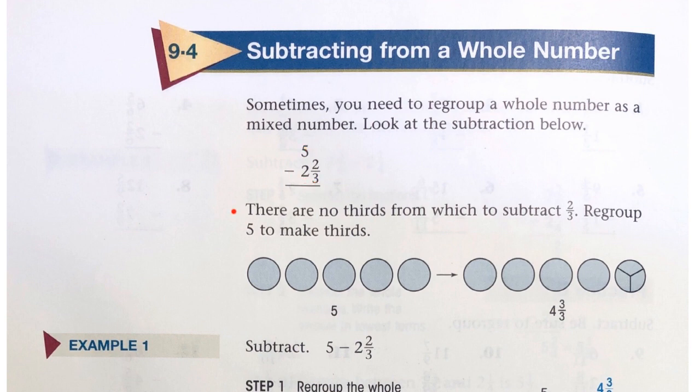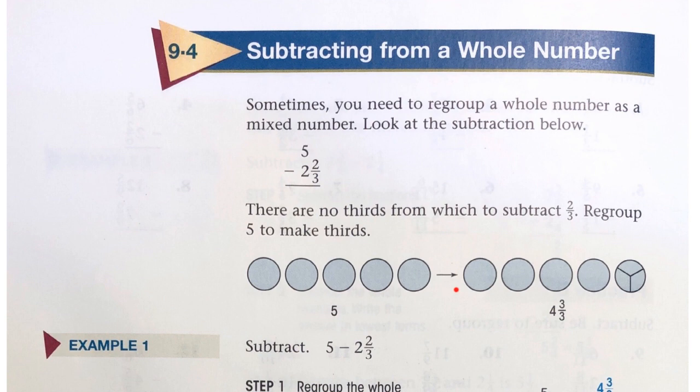There are no thirds from which to subtract 2/3. Regroup 5 to make thirds. So this picture shows 5 wholes. 1, 2, 3, 4, 5.